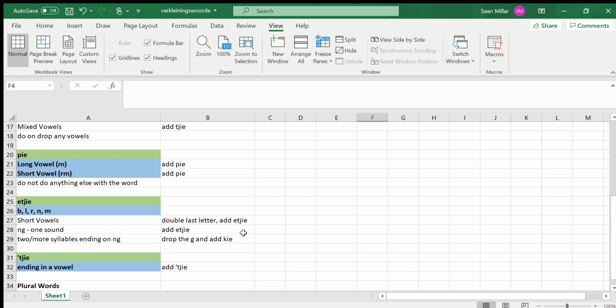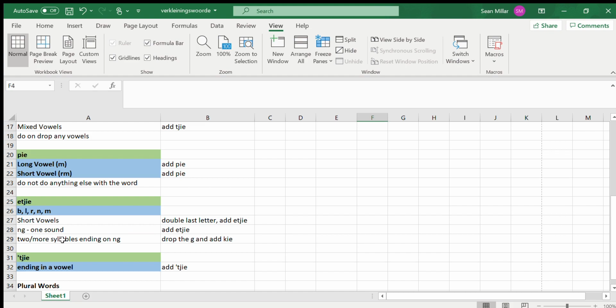So if you have rib, R-I-B, you can see that that's a short vowel ending in your B for Bob. So then you double the last letter, so it'll be R-I-B-B, and then you add your ETJIE, so ribbetjie. Then if a word ends in NG and it's pronounced as one sound and it's a short vowel such as ring, R-I-N-G, all you do is simply add an ETJIE. So ring will become ringetjie.